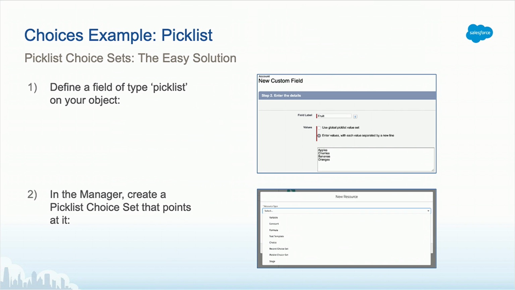Let's look at a few examples. Probably the easiest way to create choices is to use picklist fields. Really convenient. Let the picklist field do the work for you.